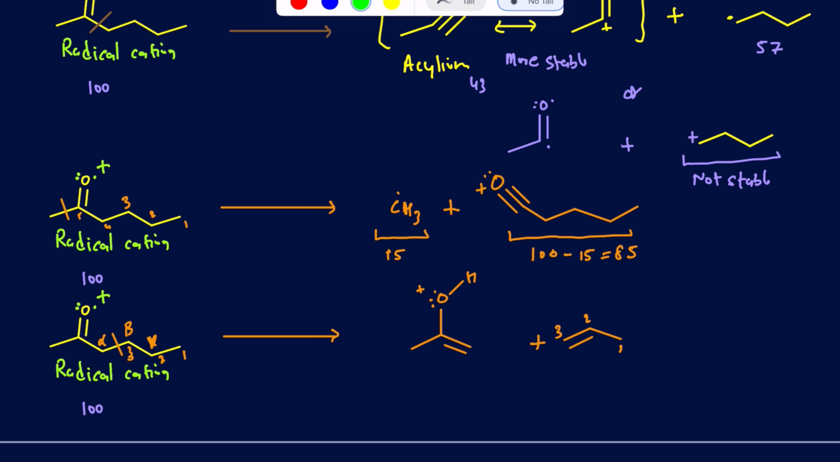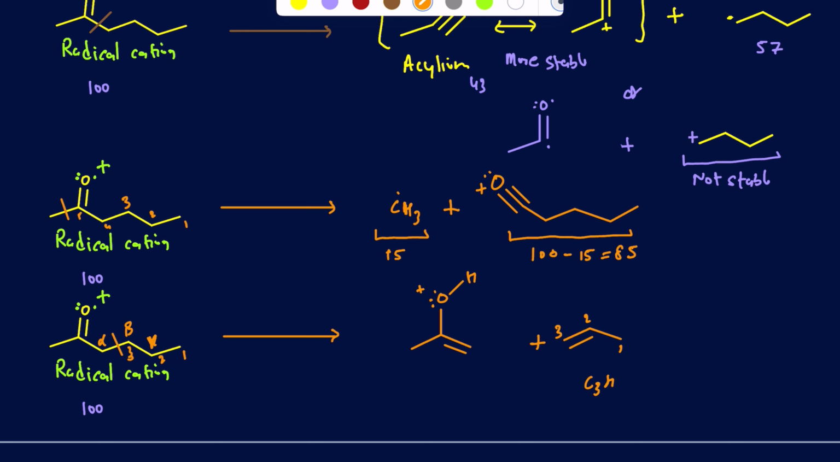I'll have it in a separate video where I'll talk about the mechanism, but for this to happen, you have to have a gamma at least. You can have further down, but you have to have a gamma carbon for the McLafferty to take place. If you don't have a gamma carbon, then the McLafferty is not going to take place at all. So what I lose here is C3, and how many hydrogens?